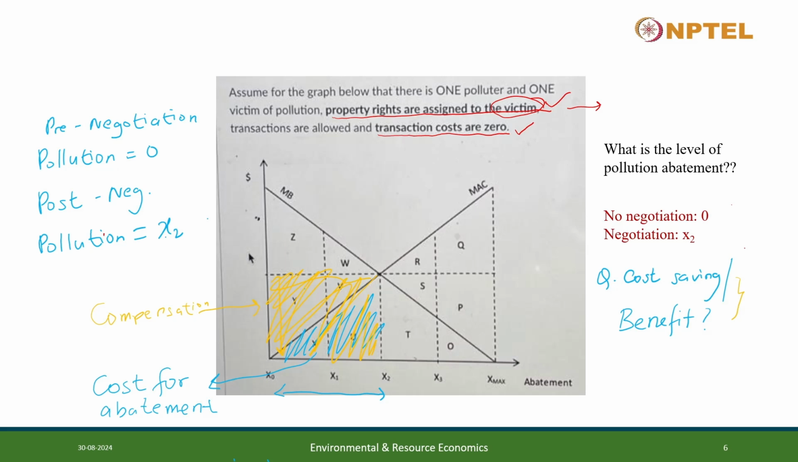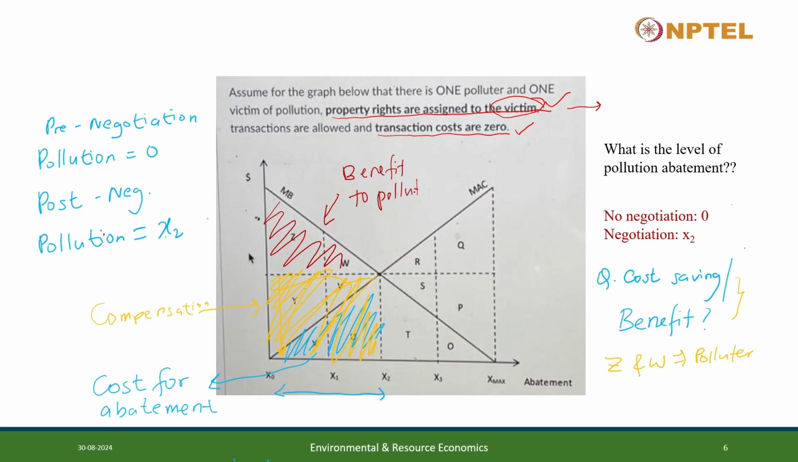ZW. Mm, no, that will be the benefit for the polluter, right? Why? Because initially, when there is no negotiation, the polluter does not produce at all. However, when there is negotiation, the polluter produces a certain amount, and this will be the net amount after subtracting the compensation amount. This will be the benefit to the polluter.